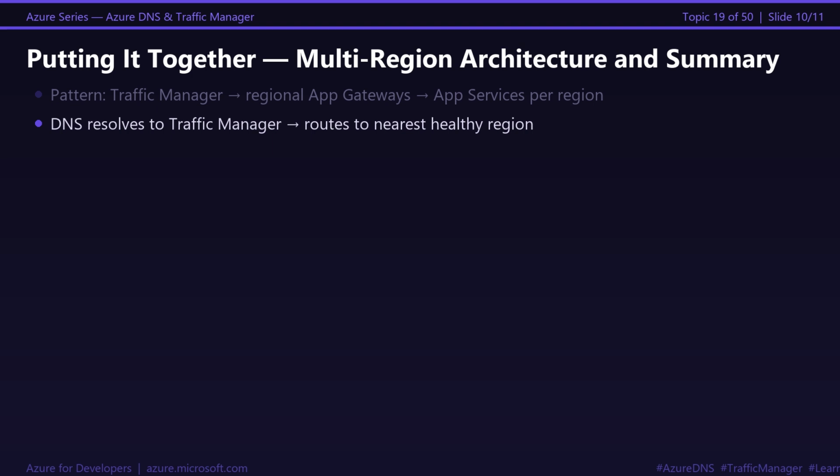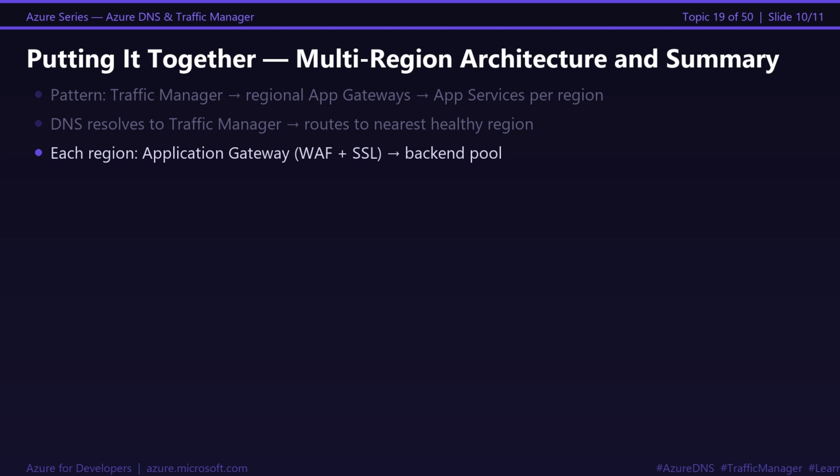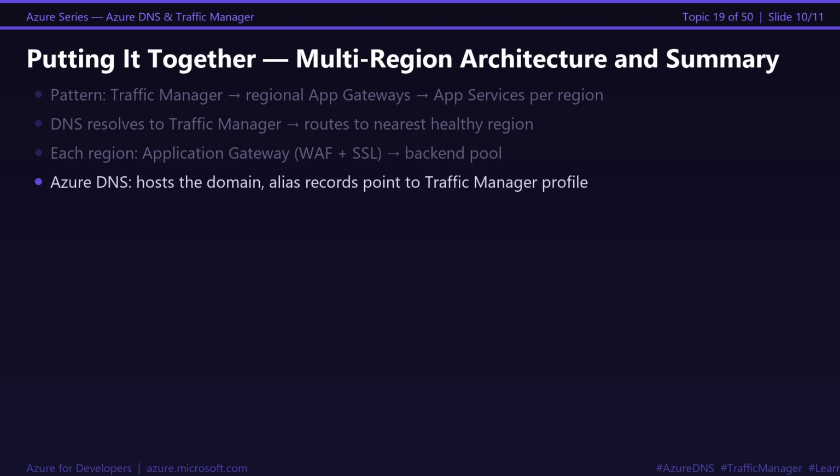If West Europe goes down, Traffic Manager detects the failed health probe. Within 60 seconds, all users are routed to North Europe. Application Gateway in North Europe is already running. Zero configuration change needed. This is the standard Azure multi-region architecture.